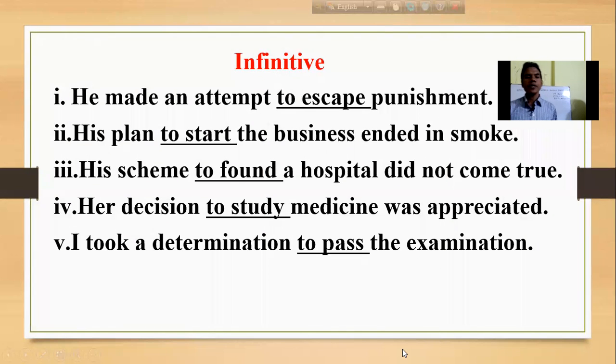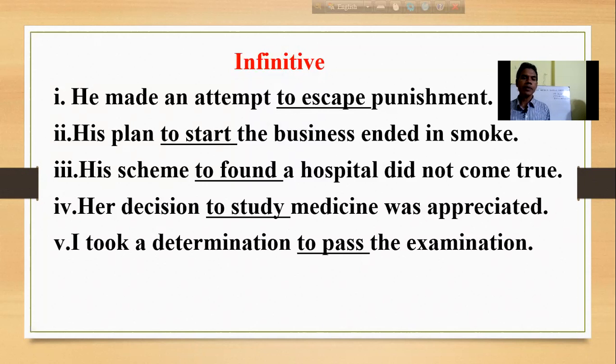Infinitive. First example is, he made an attempt to escape punishment. Here, to escape is an infinitive, and it gives extra information about attempt, and it takes the place after that very particular noun attempt. So it's a post modifier. It's a post modifier of attempt.